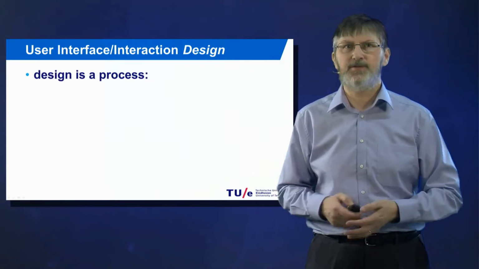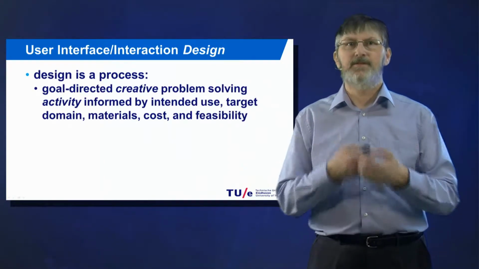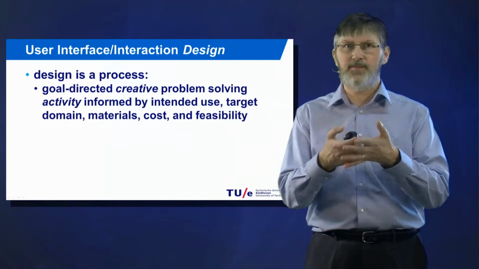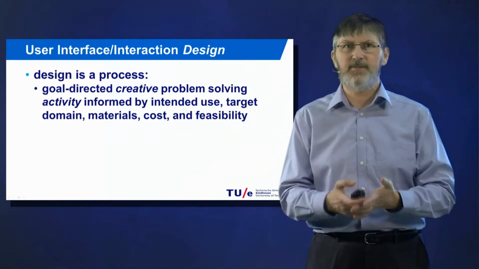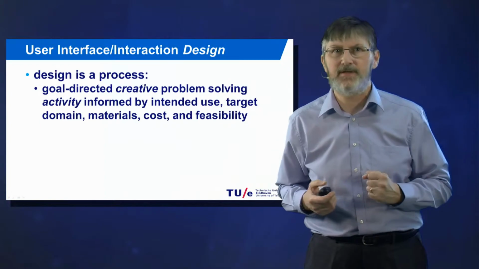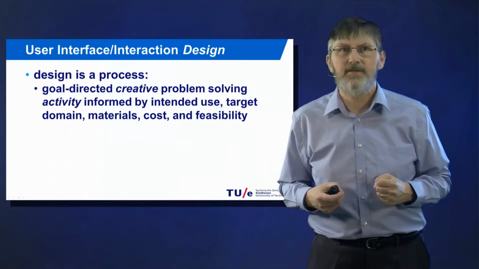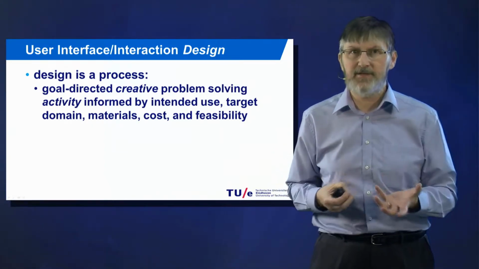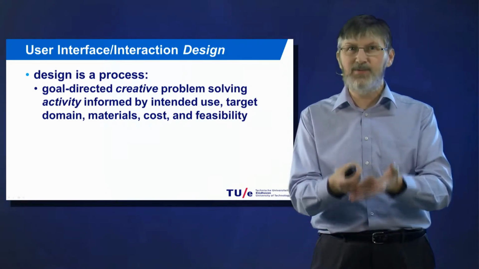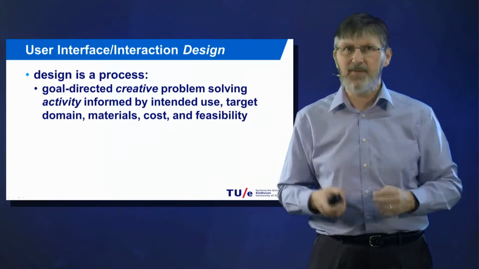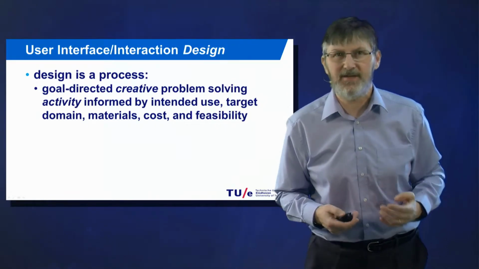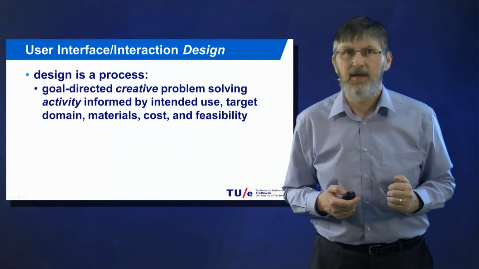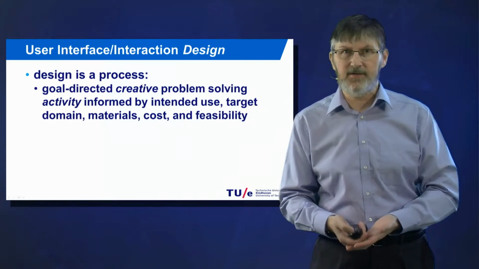Design is, first of all, a process. It's a goal-directed, creative, problem-solving activity informed by intended use, target domains, materials, cost, and feasibility. There are many keywords here, right? It is a creative problem-solving activity. So creative means that it requires you to be creative. It can be a problem for some computer scientists who are good at problem solving, right, when there are standard approaches. We have to take into account the intended use.